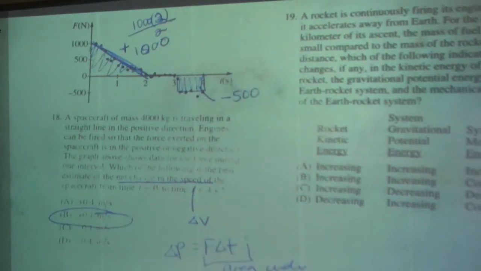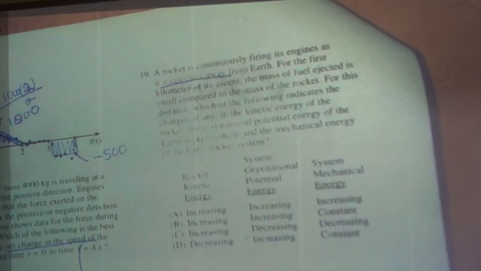Okay. A rocket is continuously firing its engines. It accelerates away from Earth. For the first kilometer of its ascent, the mass of the fuel ejected is small compared to the mass of the rocket. For this distance, which of the following indicates changes, if any, in the kinetic energy of the rocket, the gravitational potential energy of the Earth-rocket system, and the mechanical energy of the Earth-rocket system? Are they increasing, decreasing, staying the same, etc.?